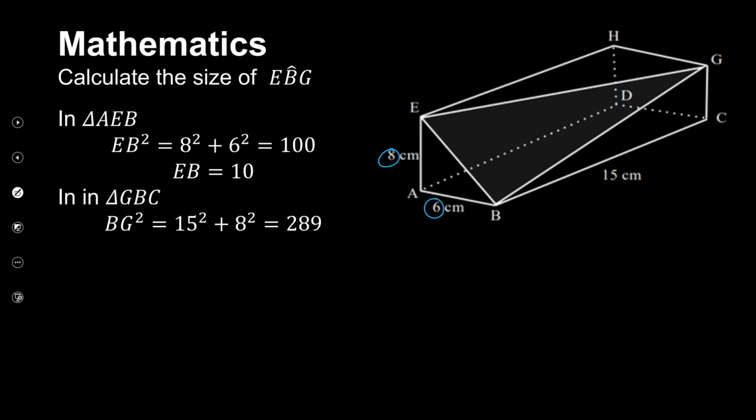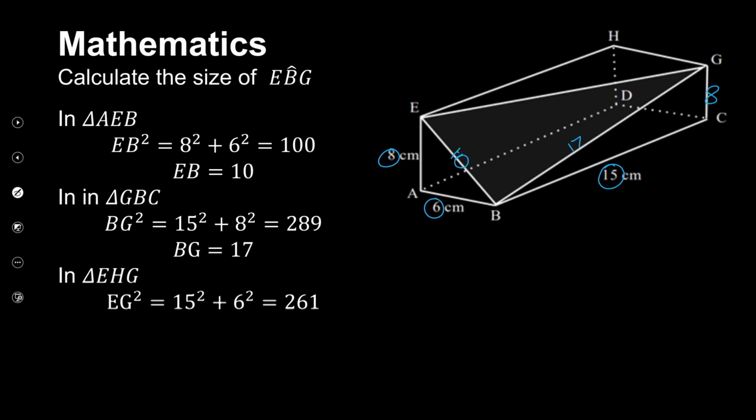Similarly, in triangle GBC, we've got 15 squared, and this side is also 8. So 15 squared plus 8 squared will give us 289, and we find the square root of that, and we end up finding that this side here is 17. And remember, we found this was 10. Okay, we've got one more to find.